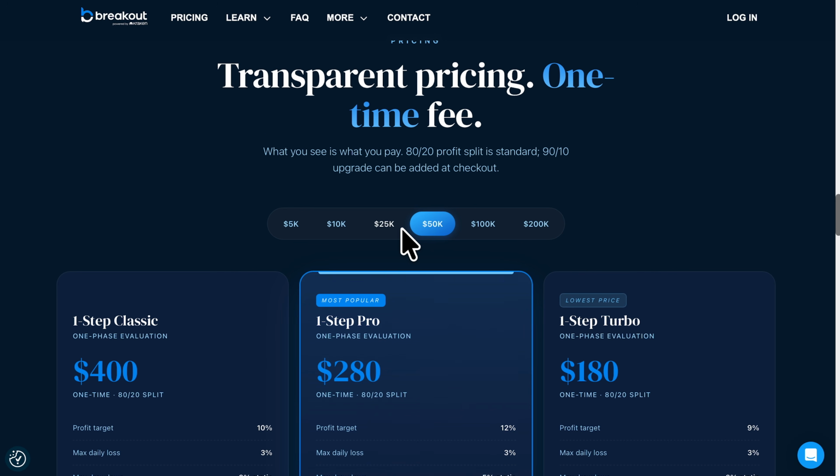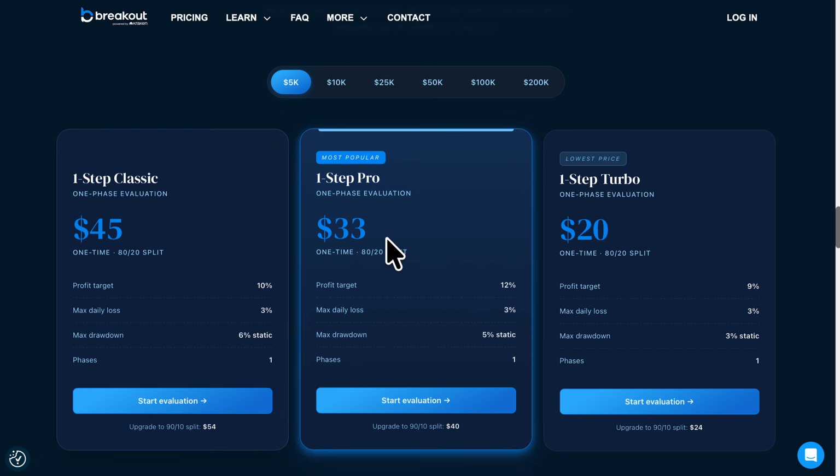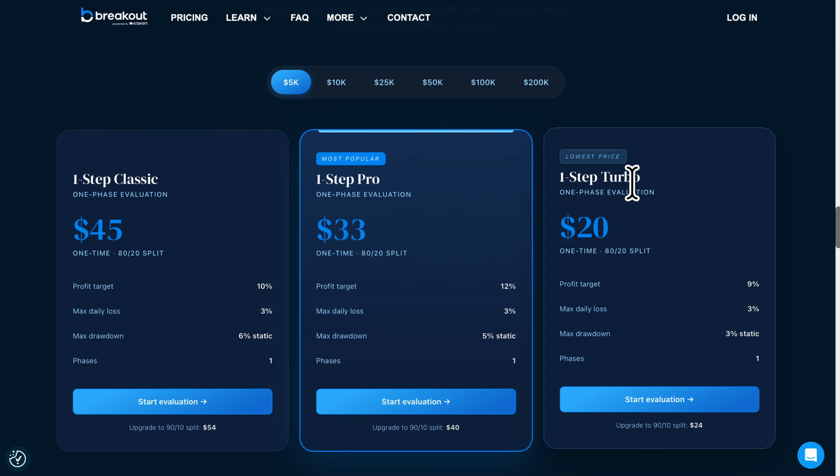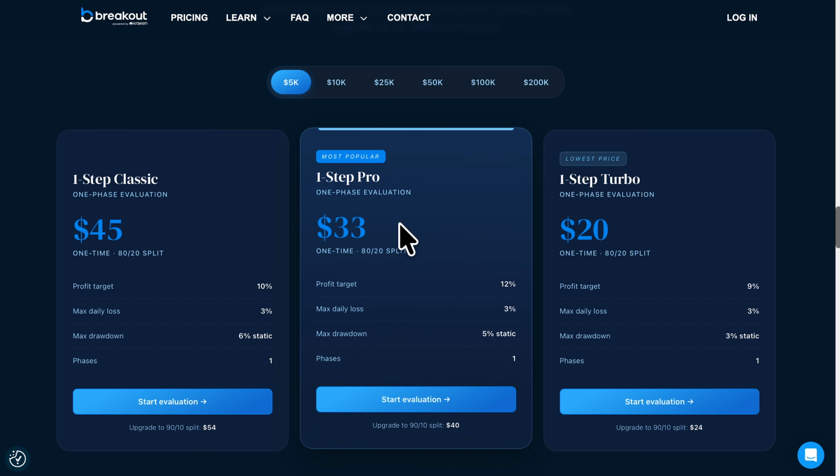Now, select the account you want to get. So let's say, for example, you want to get a 5K account, come here and click on 5K. It will show you the different accounts you can get. On Breakout, they have Classic, Pro, and they have Turbo. If you want to learn about all of these different accounts, you can check my previous video. I'll put the link in the description below. I explained that in the previous video.